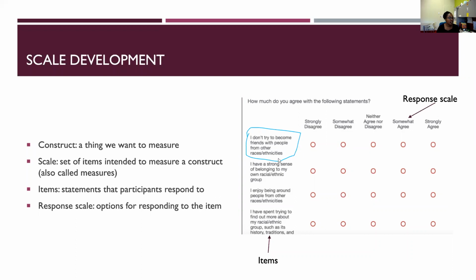The response scale, not to be confused with the scale itself, is how you respond to a particular item. So in this case, this response scale has 5 options: strongly disagree, somewhat disagree, neither agree nor disagree, somewhat agree, and strongly agree. And generally, we're going to convert these options into numbers. So this would be 1, 2, 3, 4, and 5. So those are some preliminary things to talk about when we are thinking about scales, and it's going to matter for our confirmatory factor analysis.